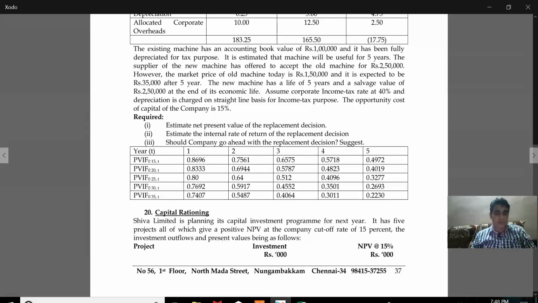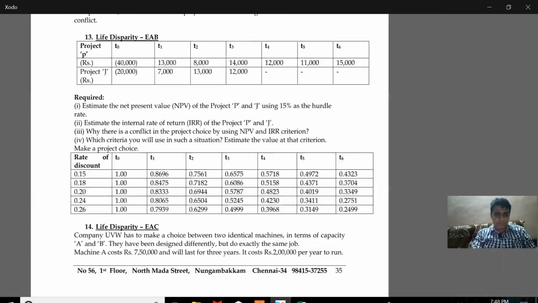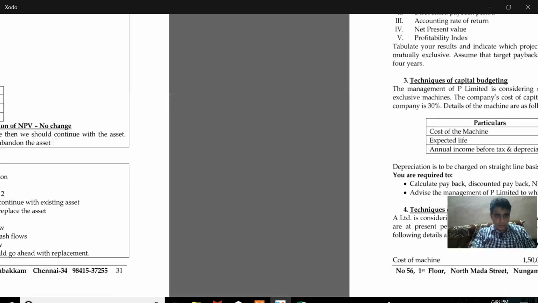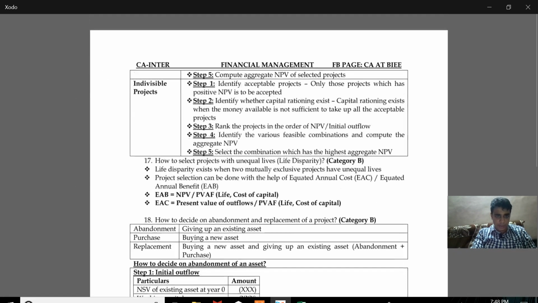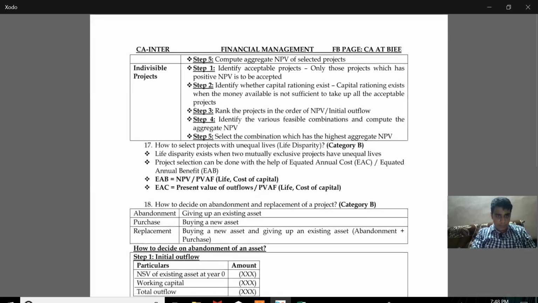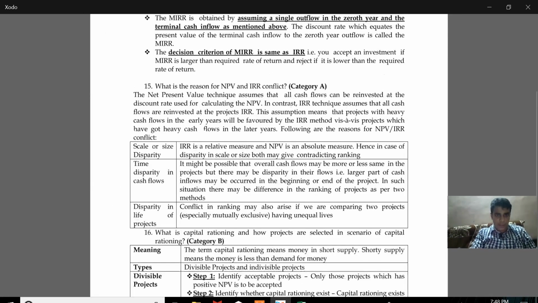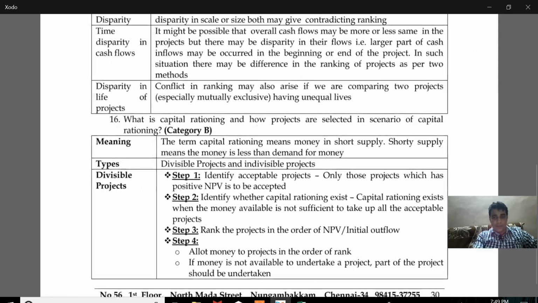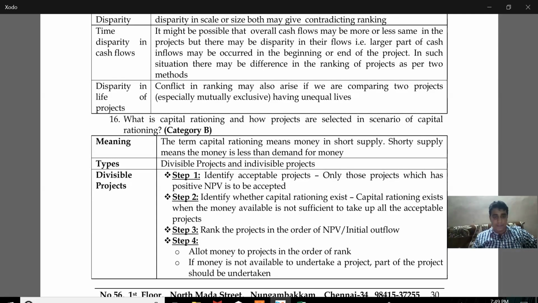Now coming to capital rationing. Capital rationing basically refers to a scenario wherein the demand for the money is not sufficient to meet the supply of the money. Now what does this mean?